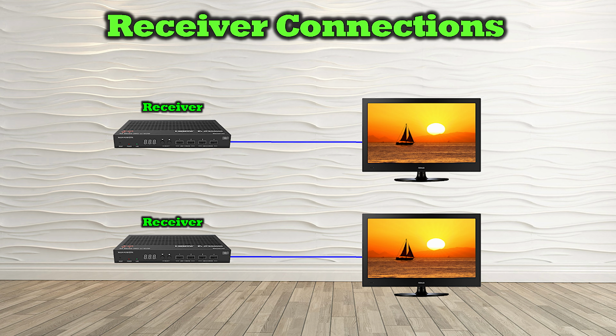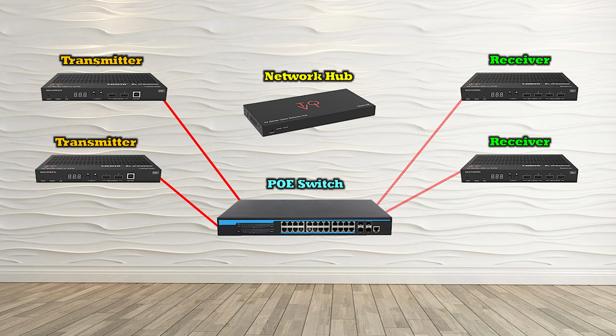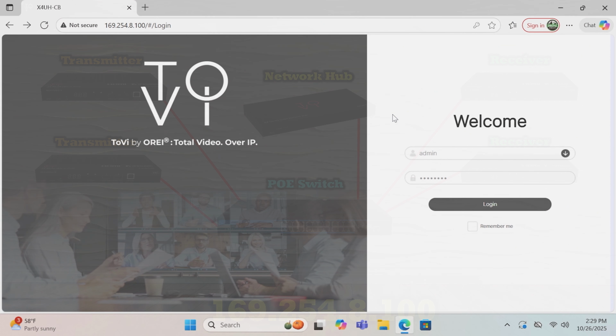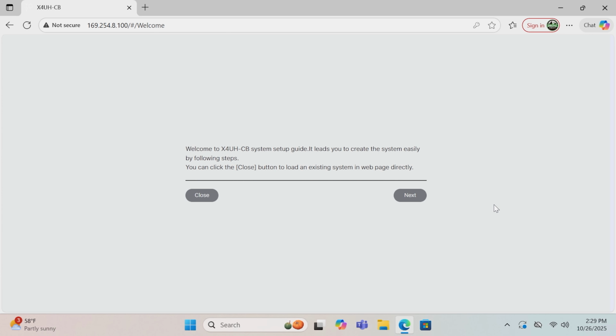So to get started, you'll connect both transmitter modules, both receiver modules, and the network control hub to the PoE switch using a standard Cat6 or Cat7 cable, and then power everything up. At this point, you can open a web browser on any computer connected to the same network and navigate to IP address 169.254.8.100, which is the network address of the control hub. And once you arrive there, you'll be greeted by this welcome screen. You can enter your credentials and then click Login.